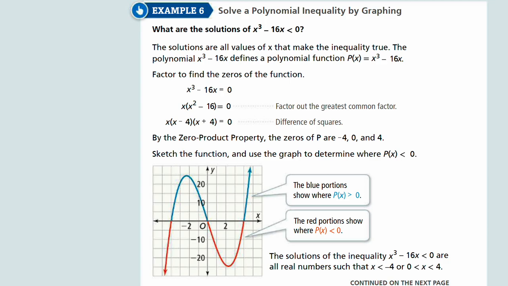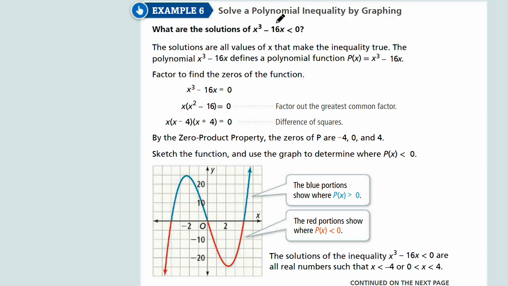we don't have to, it's not a system, so we don't have to shade or anything, but it'd still be helpful to graph and see if the graph will be positive or negative. So for example, let's look at this inequality. What are the solutions of x cubed minus 16x less than 0?